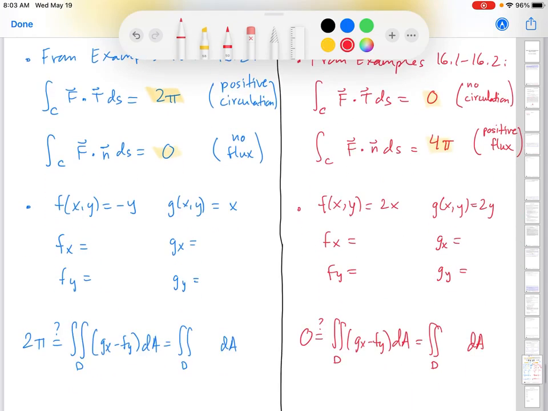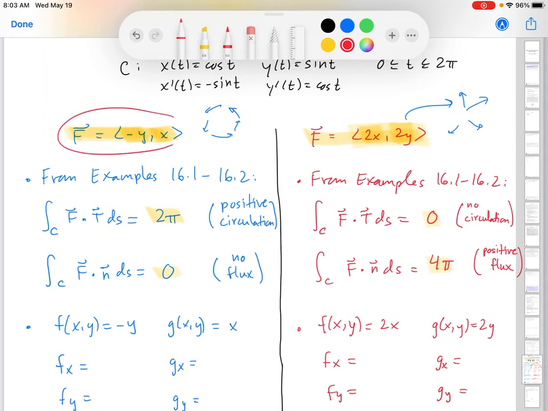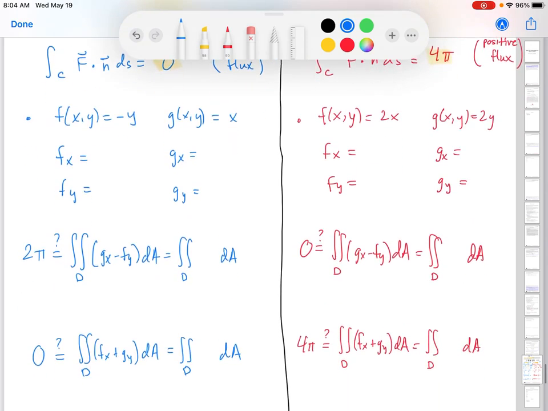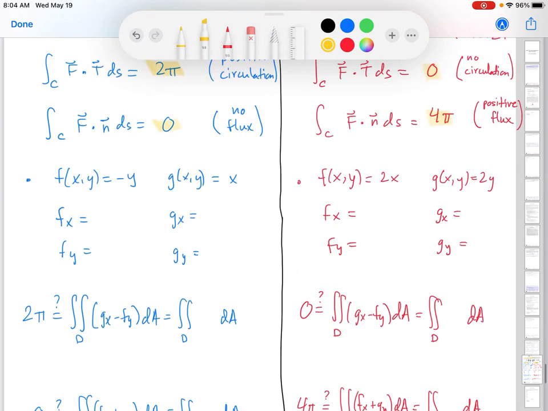So I'm going to start on the left here, and we have this vector field that we're going to look at. Let me keep the color here in blue. So I've already written out over here what we're looking for. The circulation form of Green's theorem tells us that on the left-hand side, the circulation, which was 2 pi, should equal this, which is the double integral of the curl, the two-dimensional curl. So I need to calculate g_x and f_y.